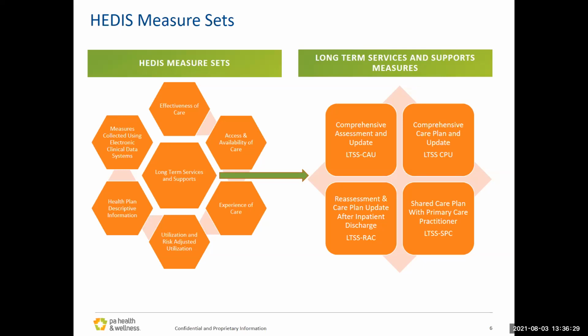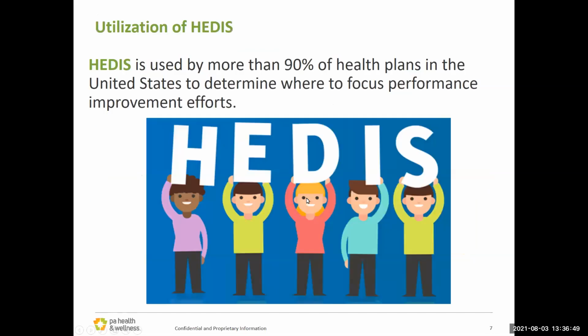So the first one is Comprehensive Assessment and Update, LTSS-CAU, Comprehensive Care Plan and Update, LTSS-CPU, Reassessment and Care Plan Update after inpatient discharge, LTSS-RAC, and then Shared Care Plan with Primary Care Practitioner, and that's LTSS-SPC. Okay, move to the next slide.